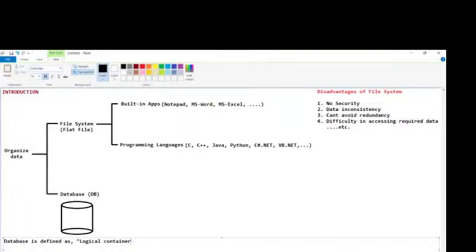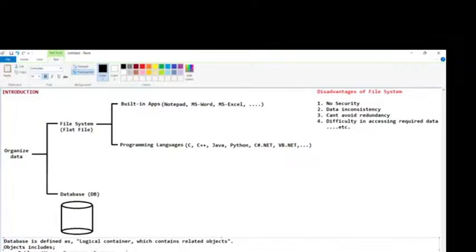A database is defined as a logical container. What does it contain? It contains related objects. When I use the word reflexive, we will also discuss one-to-one and one-to-many relationships. No problem, we will study that. It is there in our course also, and we are going to see that with many examples.